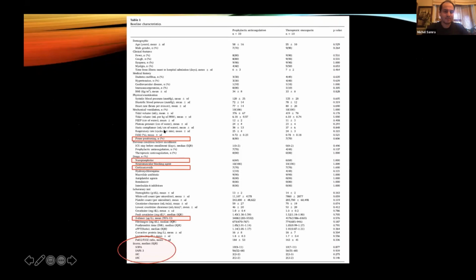So this is the demographic information. You can see everything was more or less similar. There was no significant difference. I've highlighted the proning because I think that's important. Both groups were similarly proned. They both had similar numbers for norepi use and for corticosteroids. Their D-dimers were more or less similar at baseline, and these are the scores they used to calculate disease severity, which again were similar between the groups.